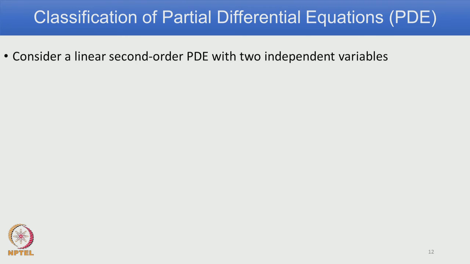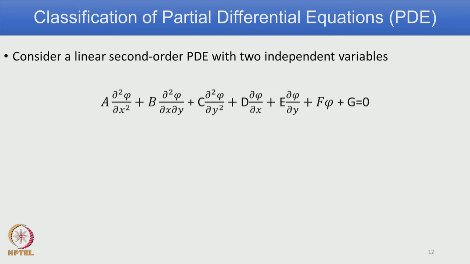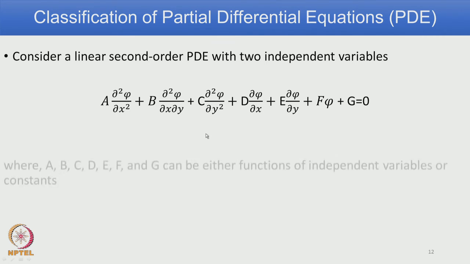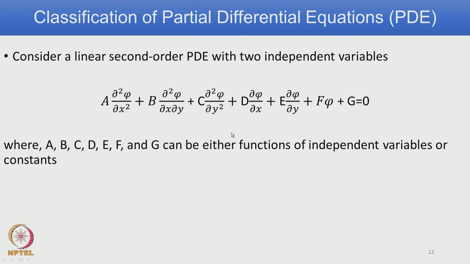Consider a linear second order PDE with two independent variables, which is usually given here, and it is possible to fit any linear second order PDE into this generic form: A dou squared phi by dou x squared, B dou squared phi by dou x dou y, and so on. So, it is possible to fit or rewrite any governing equation into this generic form. Now, this A, B, C, R and so on are functions of independent variables or constants.